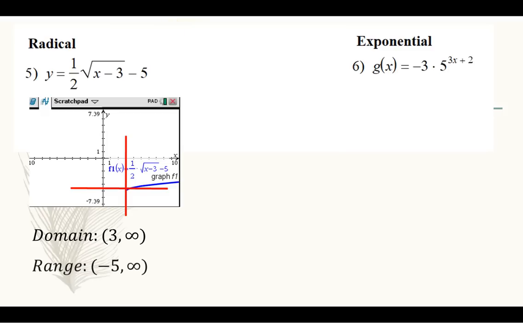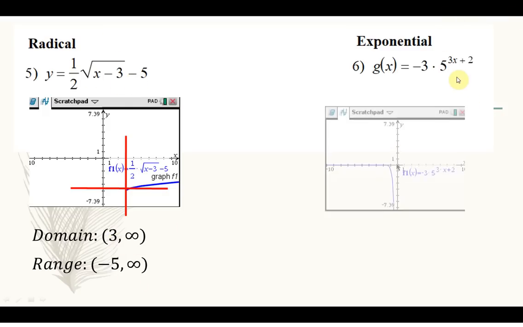Now, my lines are a little off, but for the range, you go from the -5 at the end and up. It's coming from, if you input 3, because that's where we said we can start inputting, that would be your output, which is -5.